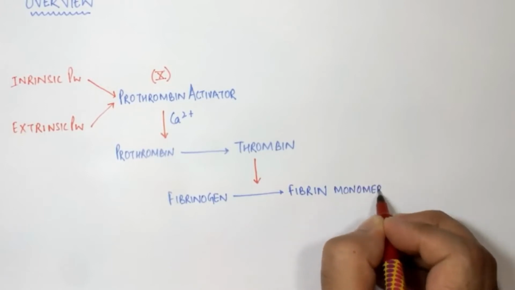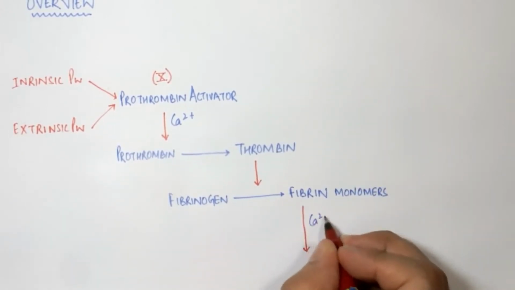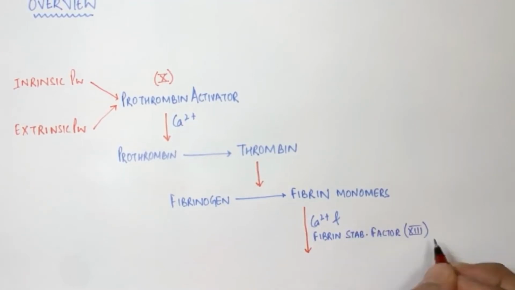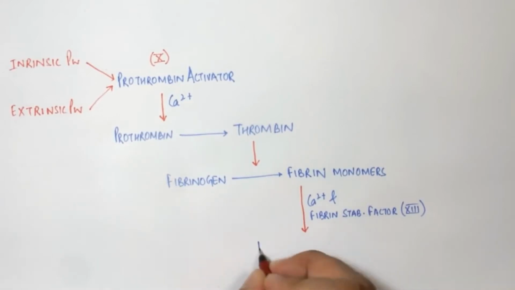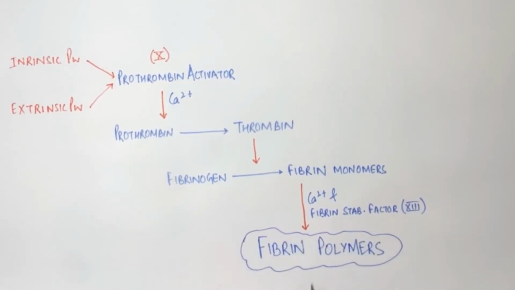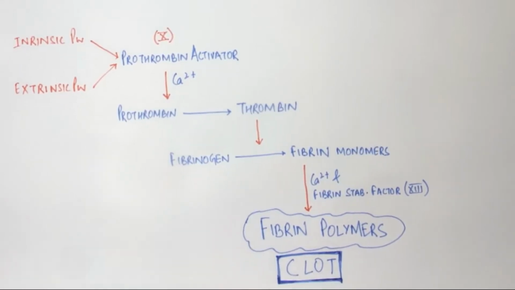But initially these fibrin are just monomers and they cannot form a stable clot. So in the presence of calcium ions, the fibrin stabilizing factor, which is actually factor number 13, acts on them and converts them into fibrin polymers by formation of covalent bonds between the fibrin monomers. And eventually they lead to the formation of a clot by attracting lots of platelets, phospholipids and other materials which adhere to them and form a stable clot which plugs the bleeding site and leads to hemostasis.